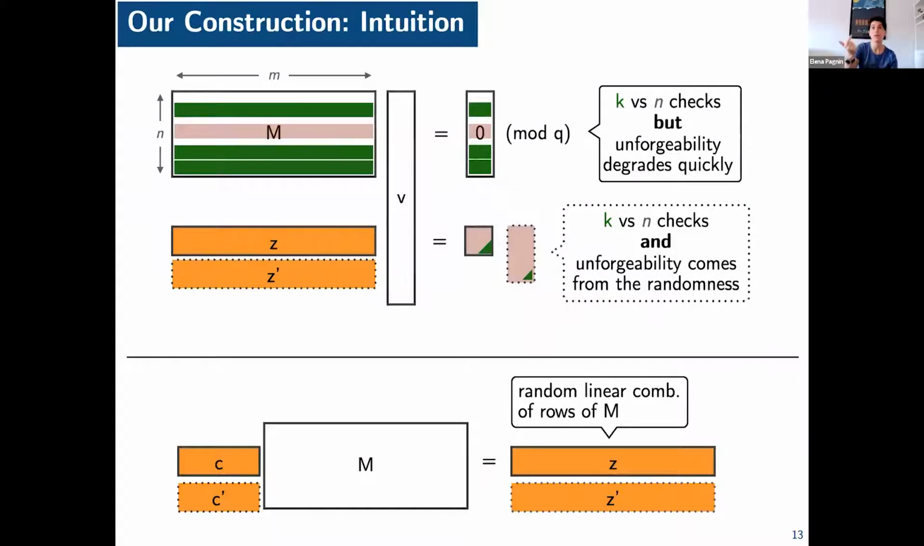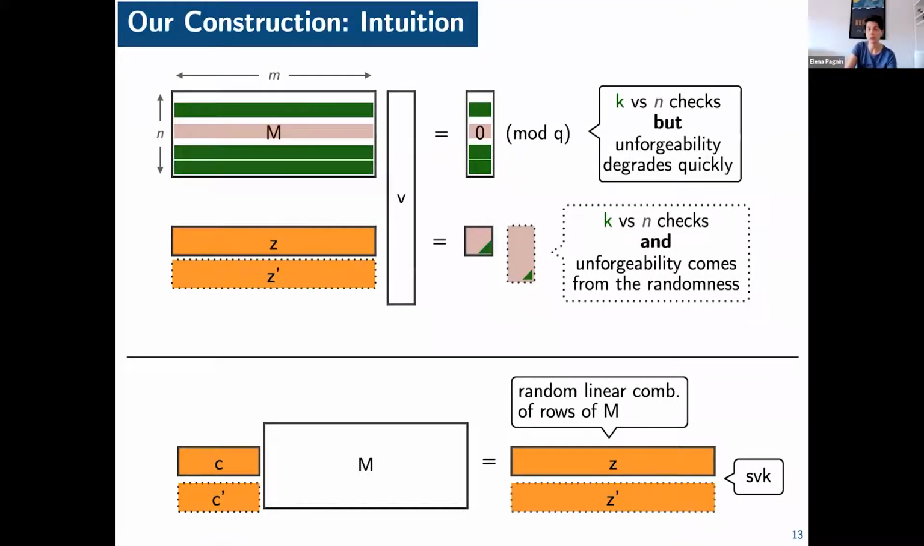vectors Z that are obtained as linear combinations of rows of M. But the unforgeability here doesn't degrade too quickly because it comes from the randomness that I embedded in the C's. So it actually degrades exponentially. We will look more into this in the security proof, but this is the whole intuition of our compiler. We are basically creating a random linear combination of the rows of M and then checking that V is equal to 0 against this random linear combination.